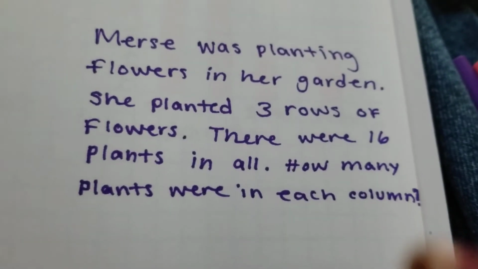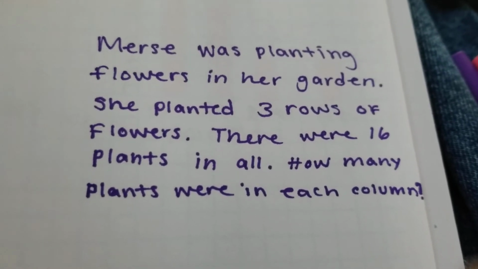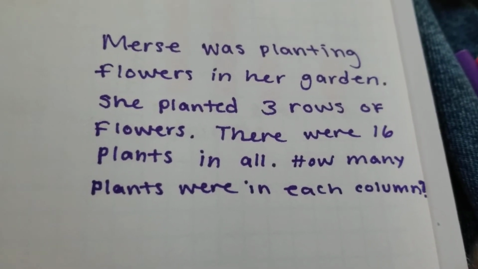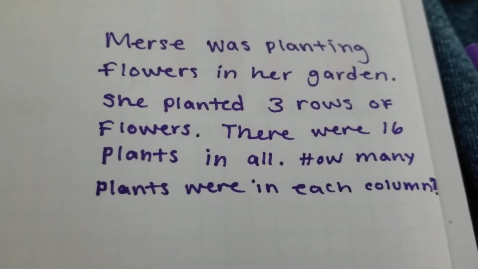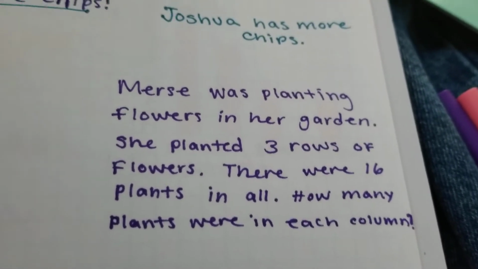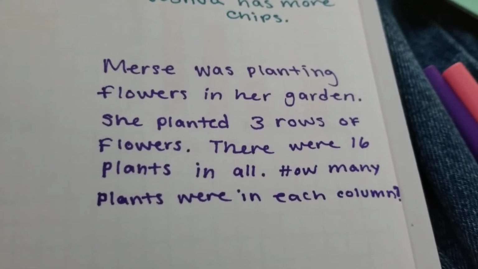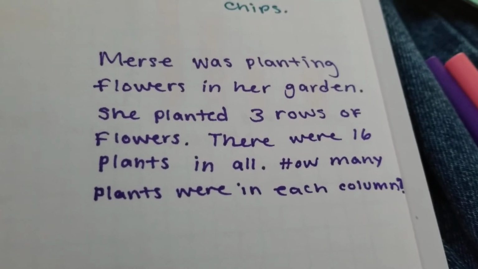Next example is Mercy was planting flowers in her garden. She planted 3 rows of flowers. There were 16 plants in all. How many plants were in each column? So this problem is very similar to the top problem, but they are making sure that you know your vocabulary.